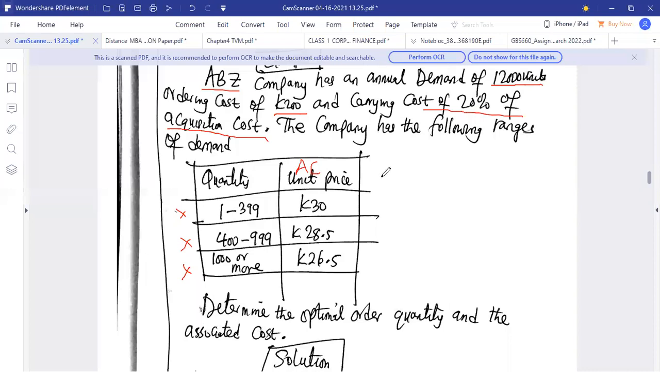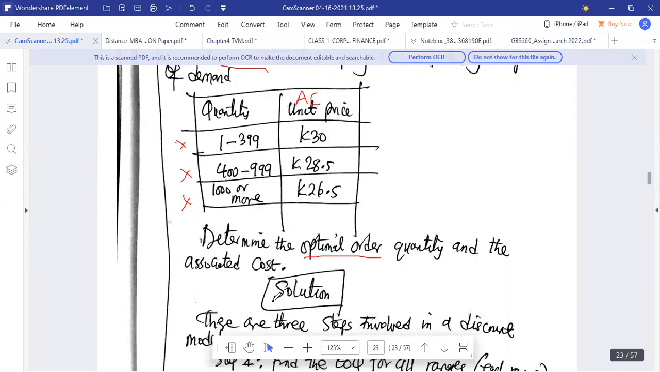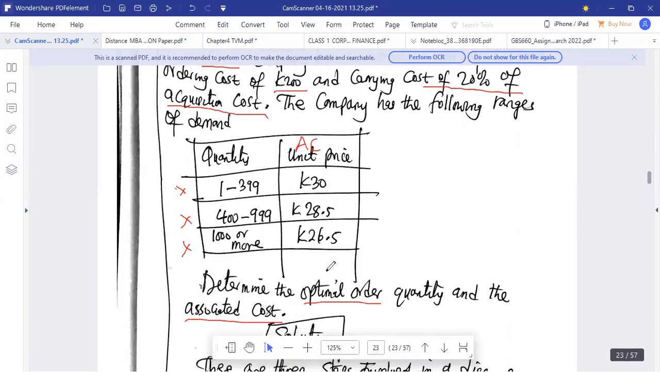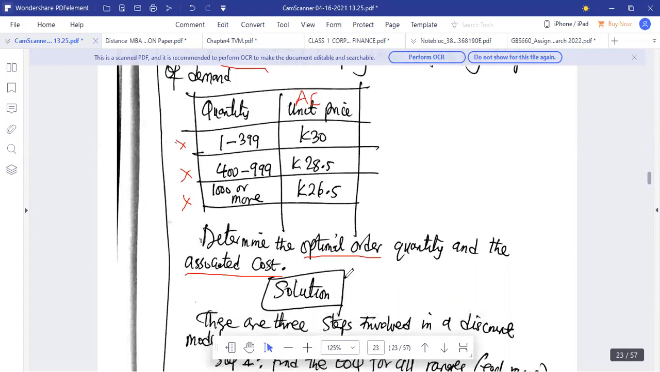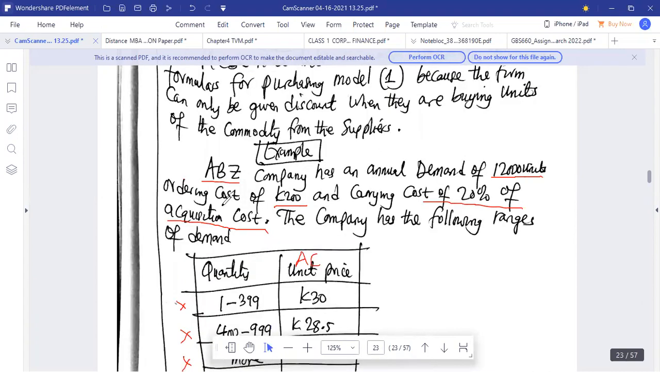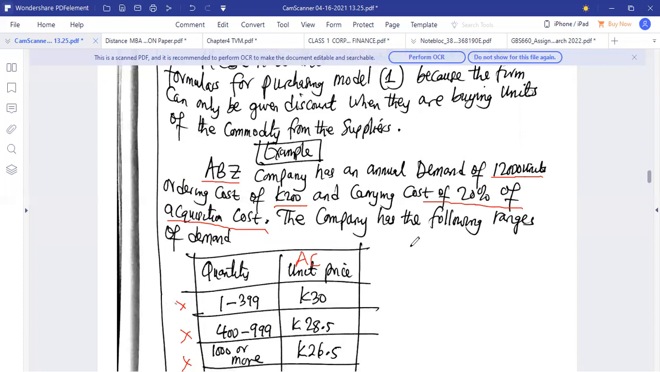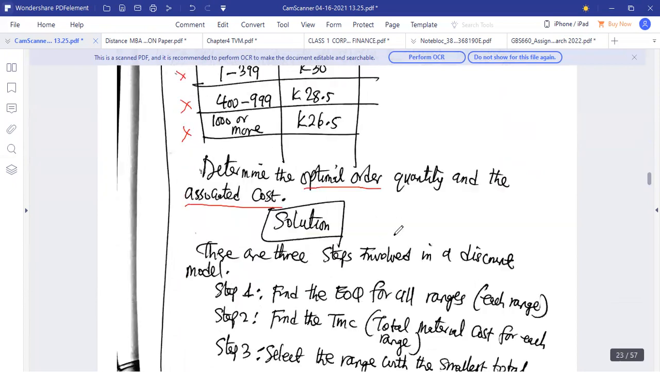So now the question says, determine the optimal order quantity and the associated cost. So the optimal order and the cost which is involved there. Here there are 3 steps involved. We can get to the solution because we have the annual demand there. Ordering cost is 200, and then the carrying cost is 20% of the unit price. So we can get into the 3 steps that are involved.